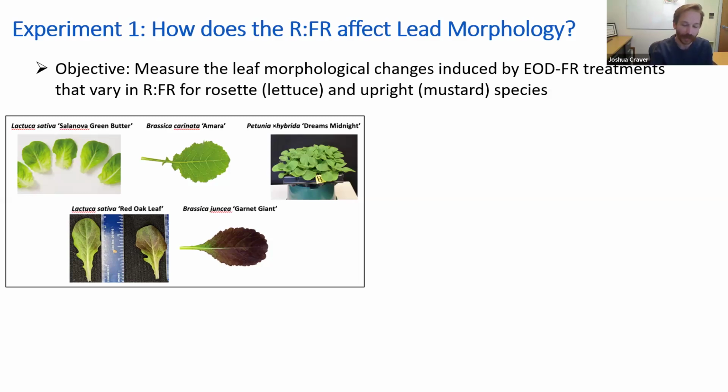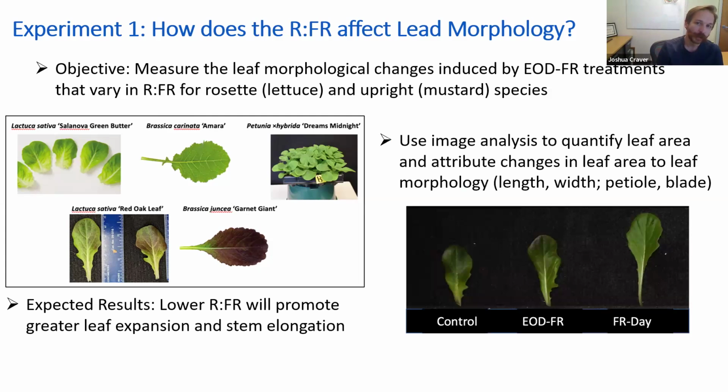We know how the red to far red ratio impacts stem elongation. Let's nail down, at least for a couple species, how the red to far red ratio affects leaf morphology. So we selected both some rosette species and some upright growth species that we're going to be able to use to compare those different plant architectures. And we're going to be using image analysis to quantify leaf area so that we can also attribute the changes in that leaf area to specific morphological responses.